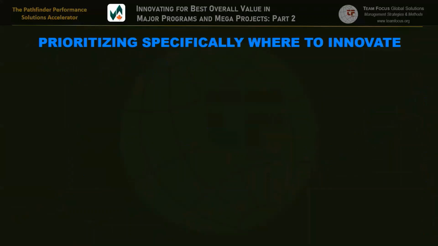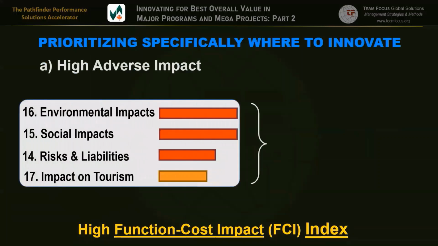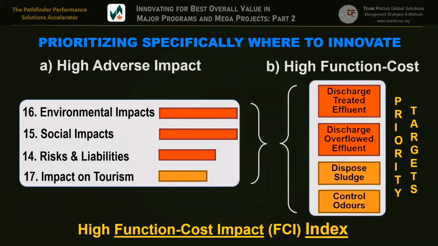It is all too easy for teams to waste time trying to innovate for low-yield areas. Sharp focus is necessary. An effective method is to identify high-yield target areas and to determine that through the function cost impact index for critical aspects of the program or project. This is achieved by matching the performance areas with high adverse impacts with the appropriate high-cost functions. In this way, priority targets for subsequent exploration and reimagination are pinpointed.